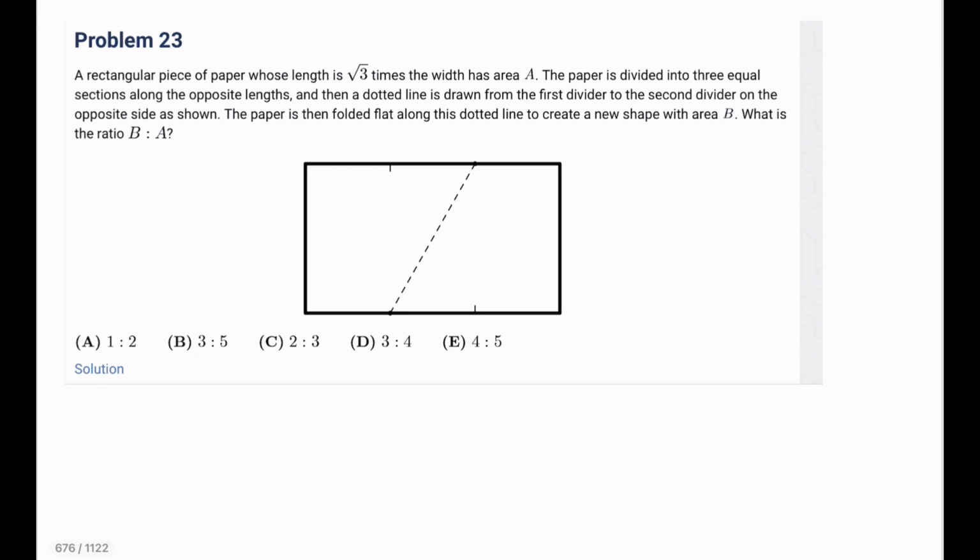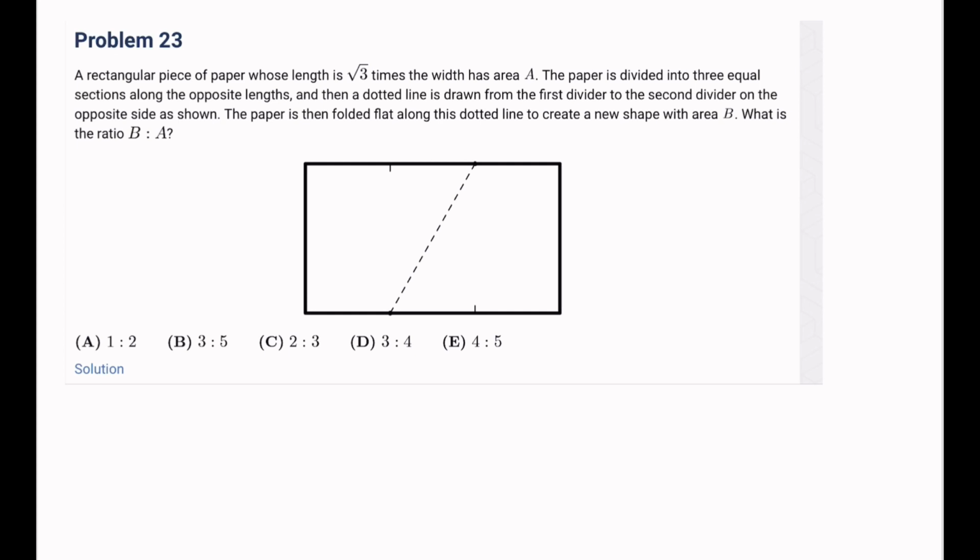Number 23, a rectangular piece of paper whose length is root 3 times the width has area A. The paper is divided into 3 equal sections along the opposite length, and then a dotted line is drawn from the first divider to the second divider on the opposite side as shown. The paper is then folded flat along this dotted line to create a new shape with area B. What is the ratio B to A?